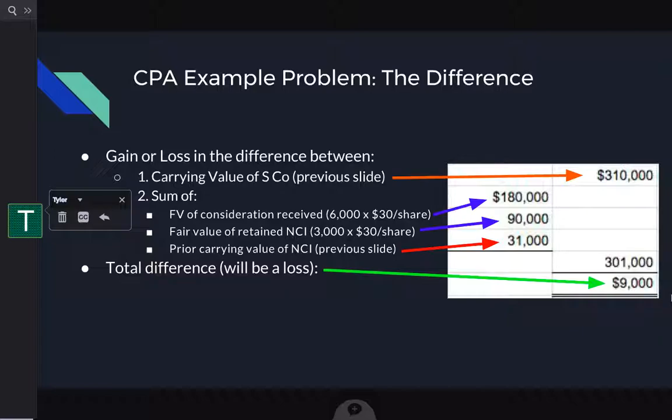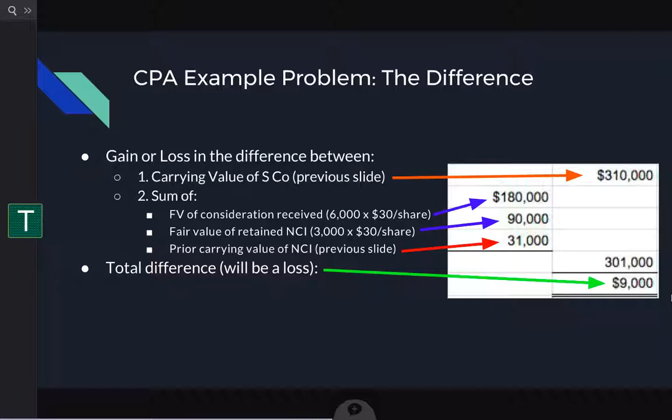Next, we're going to find the sum of the three items we discussed previously. So first of all, we have the fair value of consideration received. So we sold 6,000 shares at $30 a share. So for that, we got $180,000. Then we have the fair value of the retained non-controlling interest. So after selling our shares, we still retain 3,000 shares, or 30% of the company. So that times $30 a share is going to be 90,000.